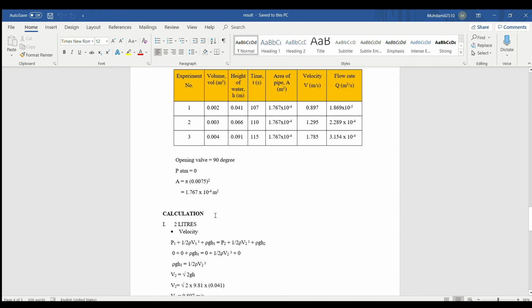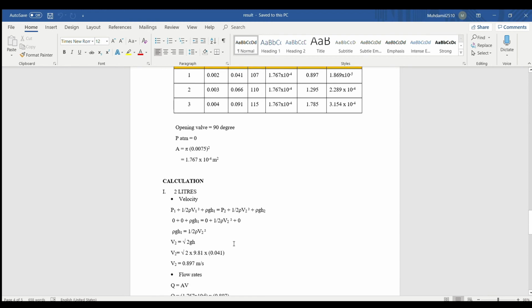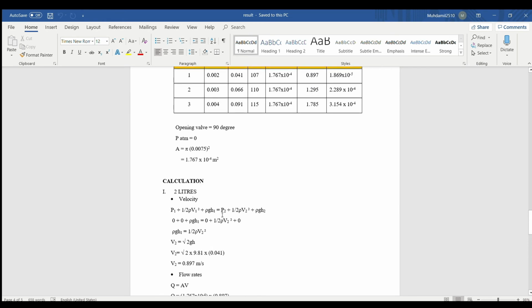So for this calculation with 2 liter, we get velocity using the Bernoulli equation and we simplify it to velocity equal square root 2gh, and we get 0.897 meter per second, same as with the 45 degree opening valve.